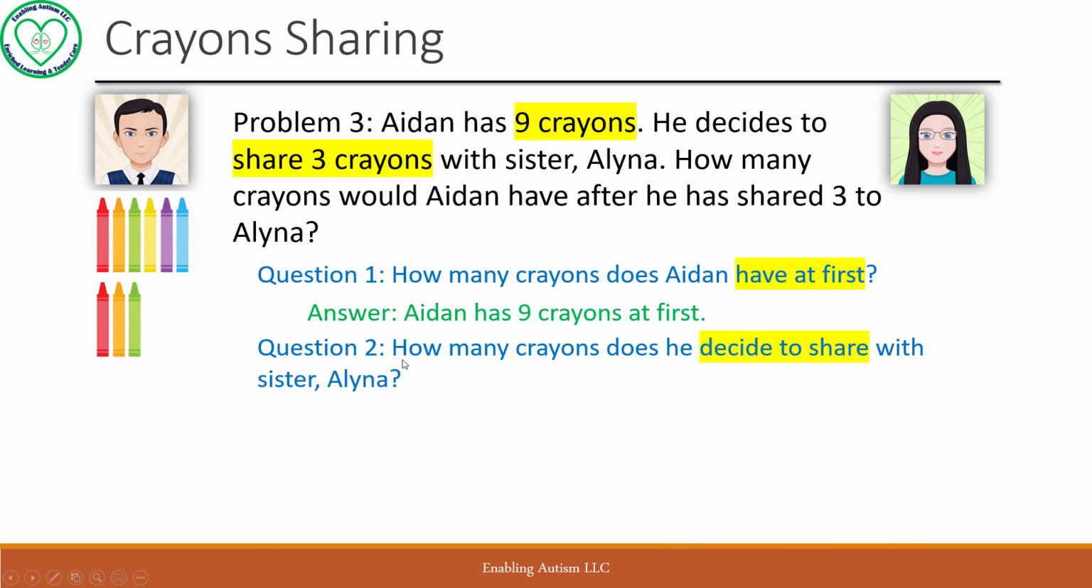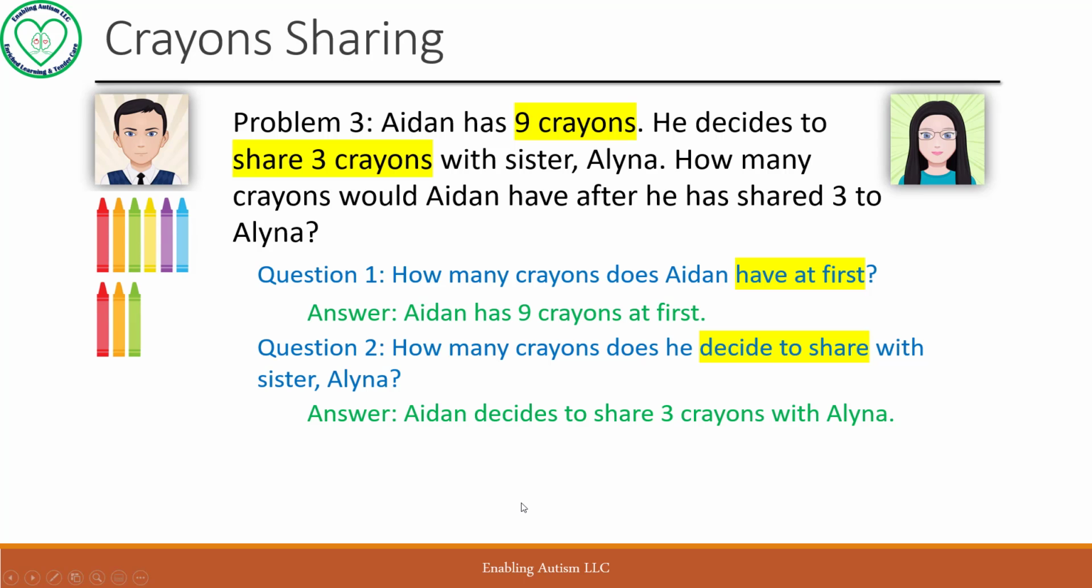On to question 2. How many crayons does he decide to share with his sister Alina? In our reading, the next sentence reads, he decides to share 3 crayons with his sister Alina. He is Aiden. Aiden decides to share 3 crayons with his sister Alina. So the answer is Aiden decides to share 3 crayons with Alina. Thank you for paying attention.